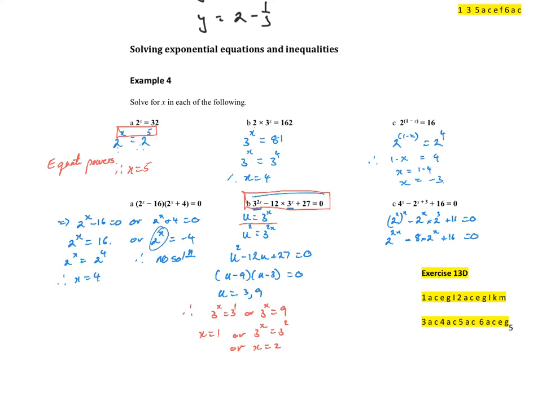So again, if I put u equal to 2 to the x, u squared will equal 2 to the 2x. So subbing them in, I get u squared minus 8u plus 16 is equal to 0, which happens to be a perfect square. So u has to equal 4. u is equal to 2 to the x. Therefore, x is equal to 2.